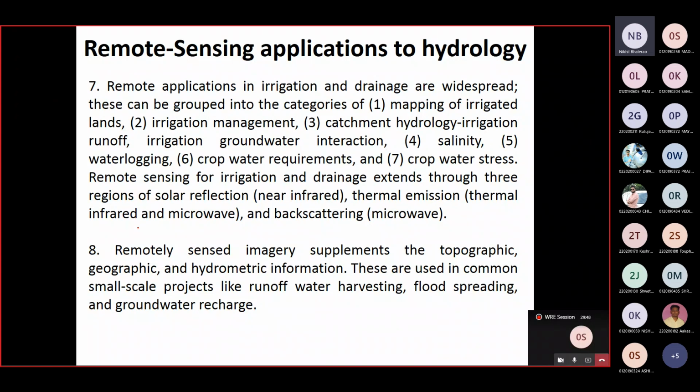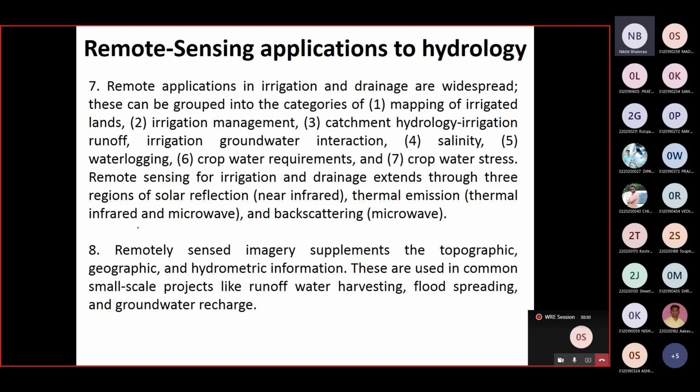Then these remotely sensed data, or these images, are going to be supplements to the topographic, geographic, and hydrometric information. Then these are going to be used in common small scale projects like runoff water harvesting, flood spreading, or groundwater recharge. So with these advanced enhancements in remote sensing technology through high resolution sensors, it is expected that remote sensing will provide the comprehensive inputs that will permit model simulations based solely on the remote sensing data.